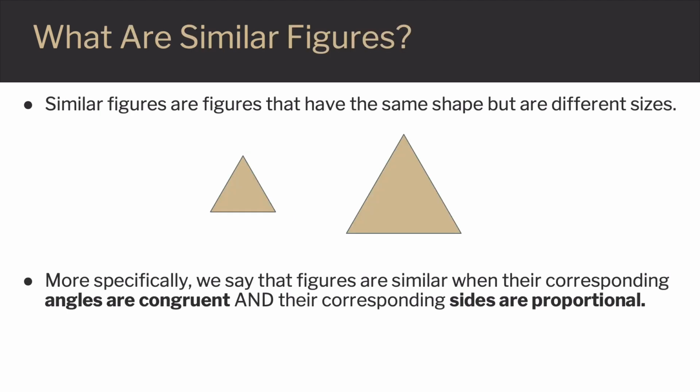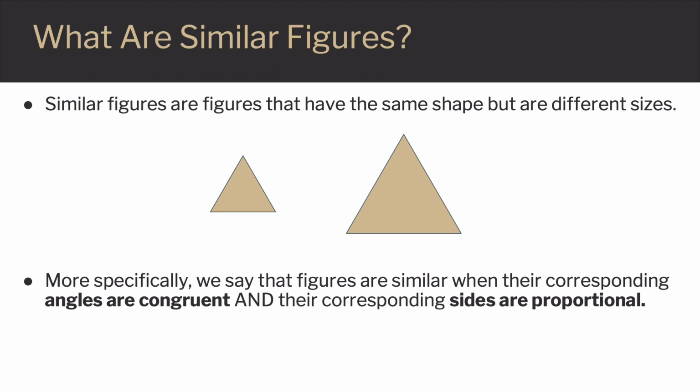So what are similar figures? Similar figures are figures that have the same shape but are different sizes. More specifically, we would say that figures are similar when their corresponding angles are congruent and their corresponding sides are proportional.